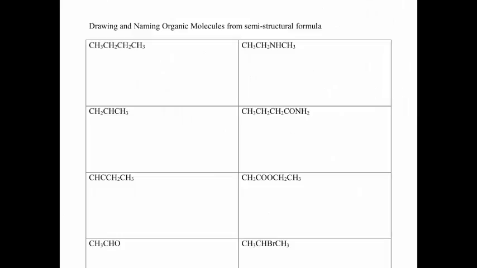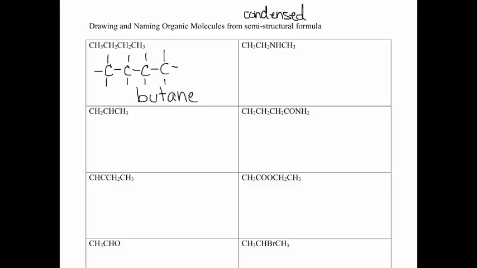All right, here we're going to try using our semi-structural, or sometimes we call this the condensed structural formulas. We have CH3, which means it looks like that, bonded to a CH2, bonded to a CH2, bonded to a CH3. And then we name it butane.